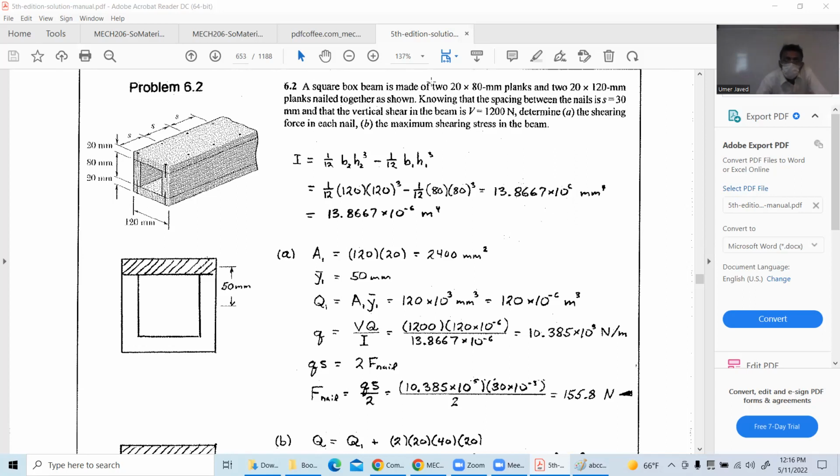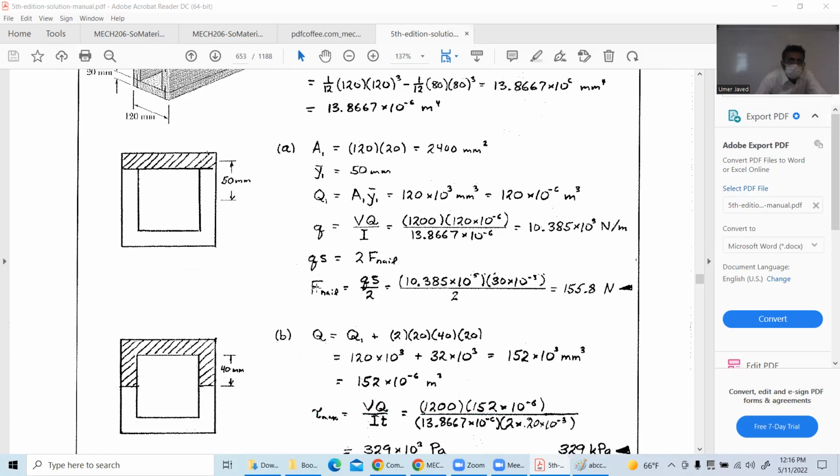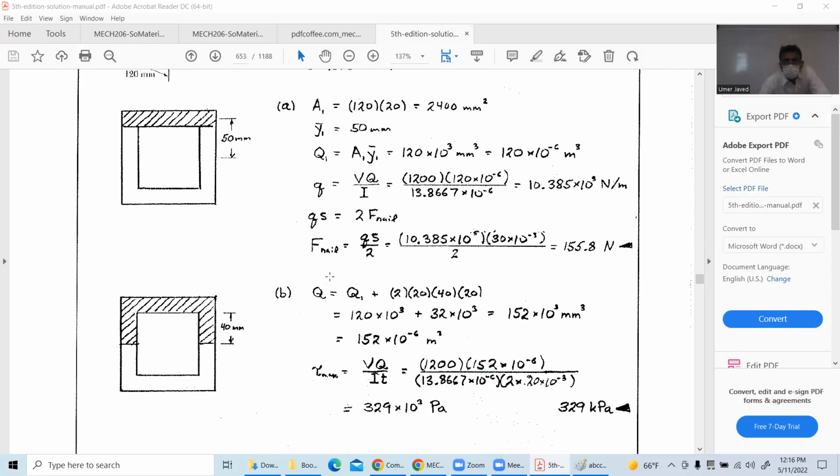Okay, square box beam, the dimensions are given. The question says determine the shearing force in each nail, and then you have to find the maximum shear stress in the beam. So for finding the shear force in each nail, you know the drill. Highlight the area, find the Q. Use VQ over I, use the formula of delta H we talked about, get hold of the force, boom.